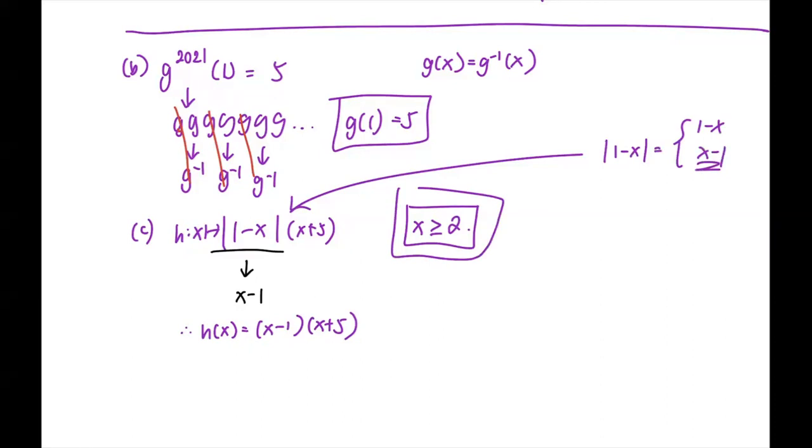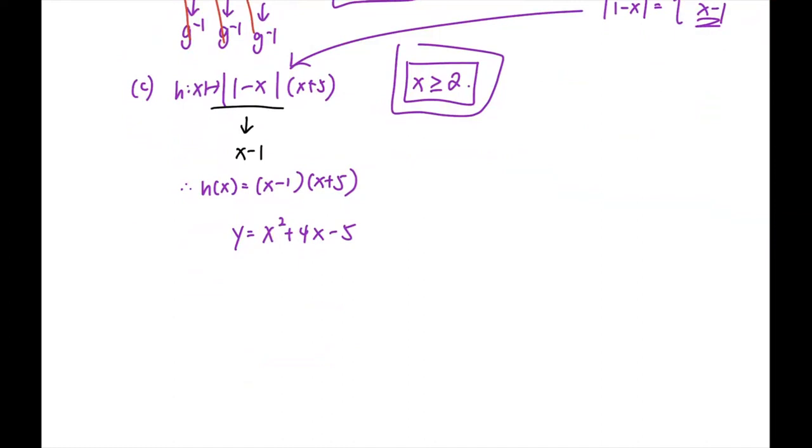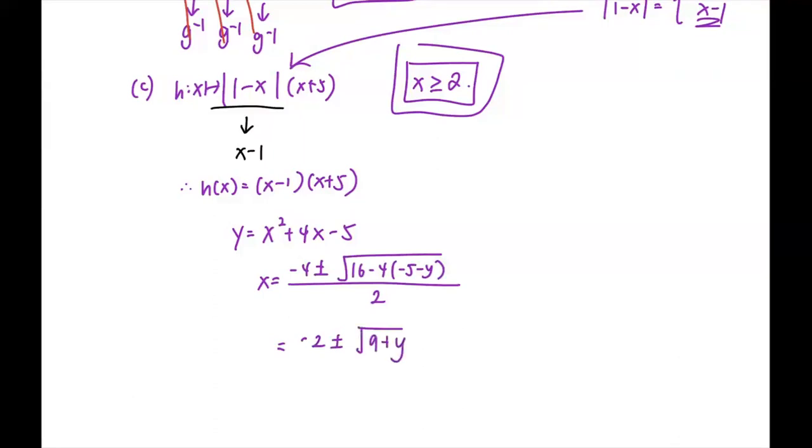We're going to solve this equation here, and we need to find x, of course. So we need to make x the subject. So y equals x squared plus 4x minus 5. You can choose to complete the square, or in my answers here, what I did was the quadratic formula. It's the same thing: -4 plus minus square root of 16 minus 4 times -5 minus y, divided by 2, which gives -2 plus minus square root of 9 plus y. If you're wondering how I got that, I rearranged this into x squared plus 4x minus 5 minus y equals 0.